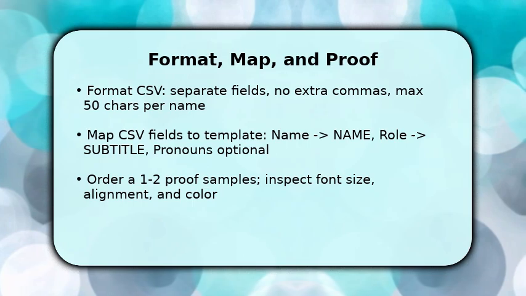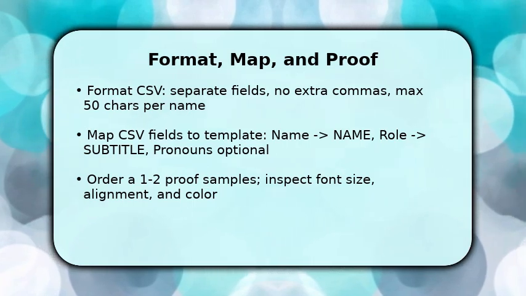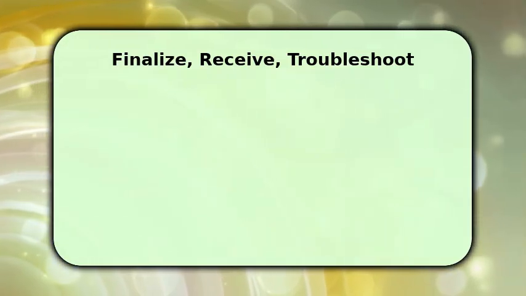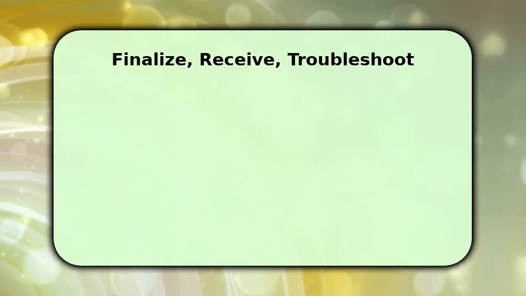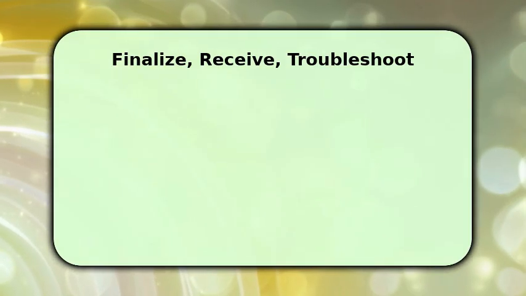Finally, you complete the order and prepare for distribution. Confirm quantities, delivery date, and payment. Approve the final proof in the portal to trigger production. When the shipment arrives, inspect a random 5% sample for spelling and alignment, then store tags flat and protected.